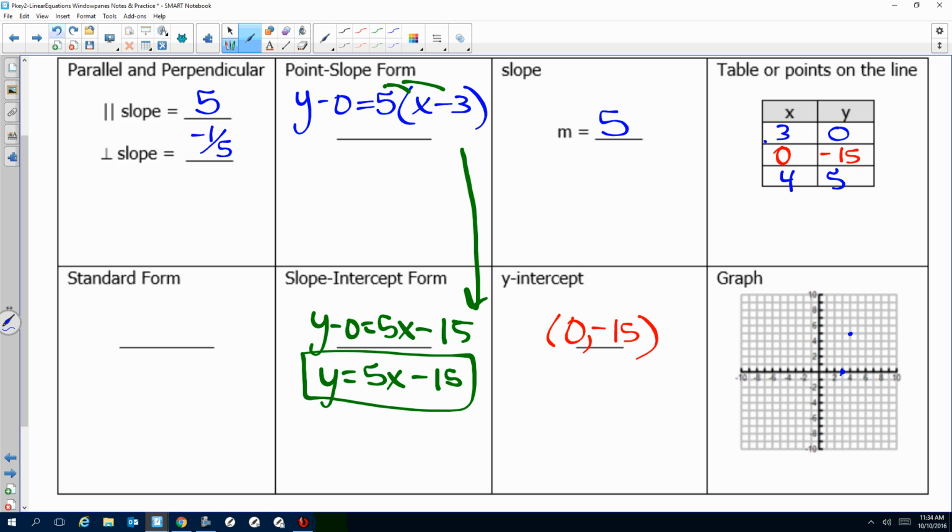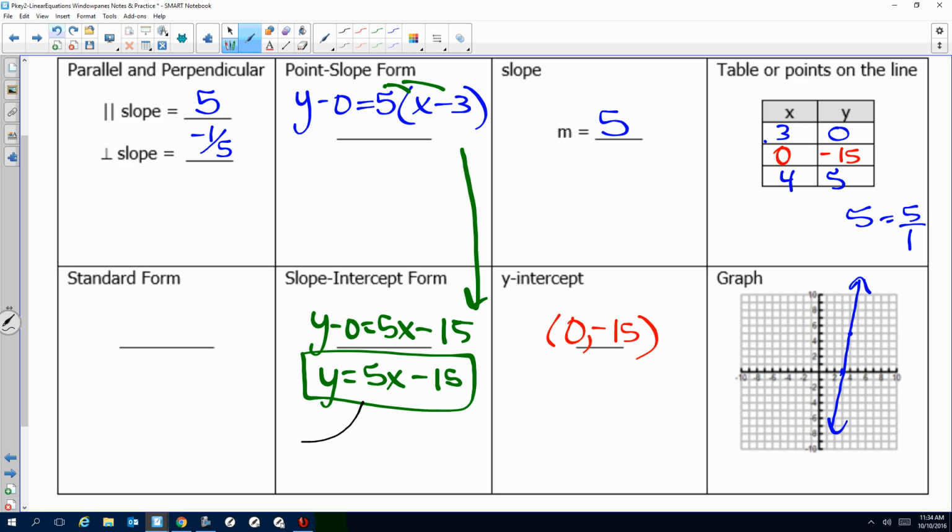All right, now last. Why don't you go to the right one? Because a slope of 5 is the same as 5 over 1. A little bit better. Now, standard form. That's the last thing we got to do.